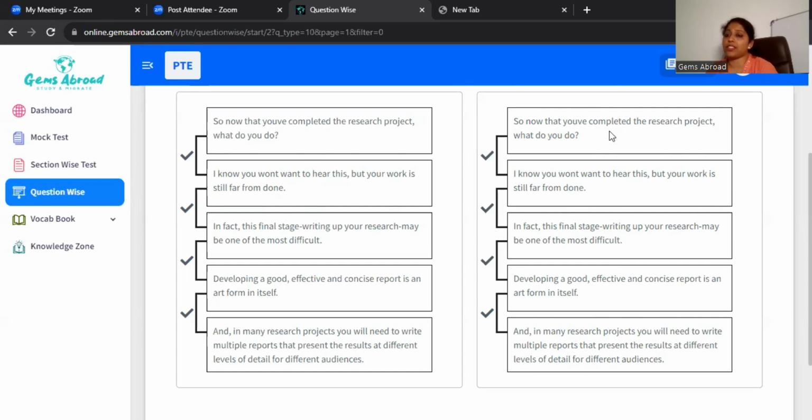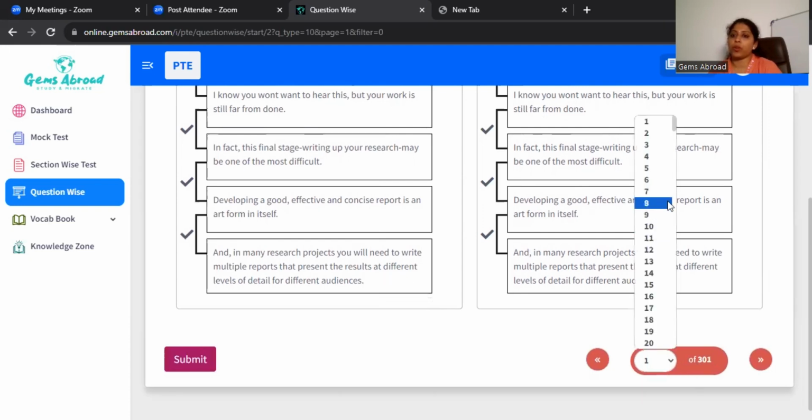First sentence pairs with its follow-up sentence. So this sentence always goes with this. In fact, this final stage, which final stage? Writing your research report. Then you have to develop, and also there is a connector, and when projects, you have to write. So again, we'll try another one.